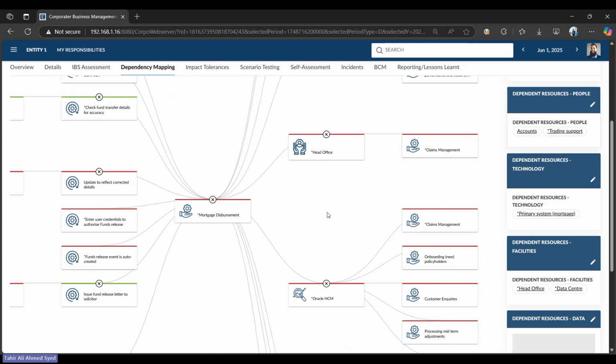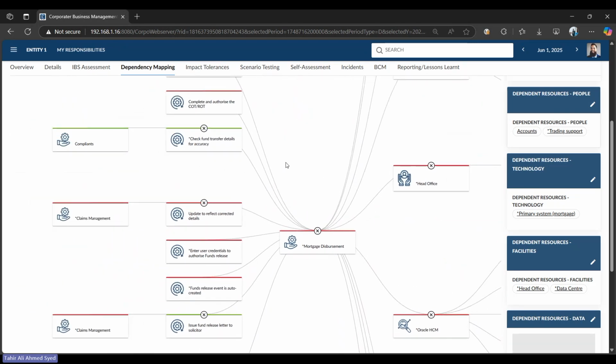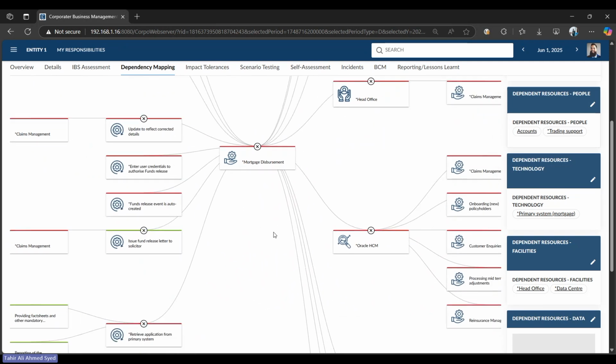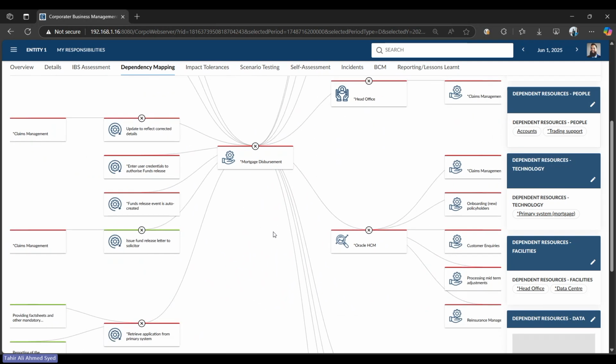So this becomes very powerful because you're not only saying that a service is operating effectively or is resilient or not, but you're also able to pinpoint exactly where your failure points are. So just by looking at this, I know I have a lot of red areas which I need to focus on and maybe take some actions against them.